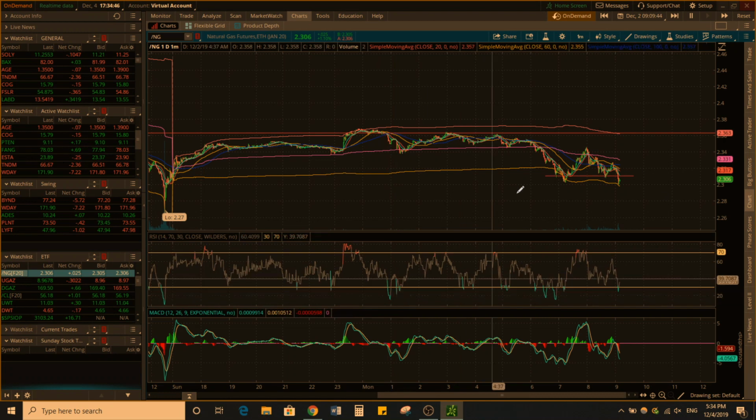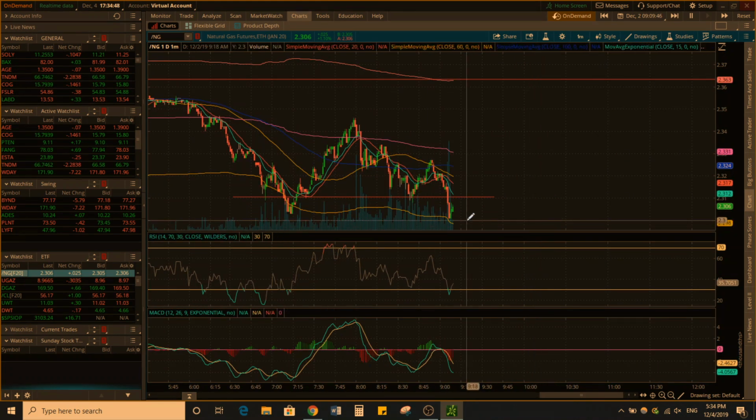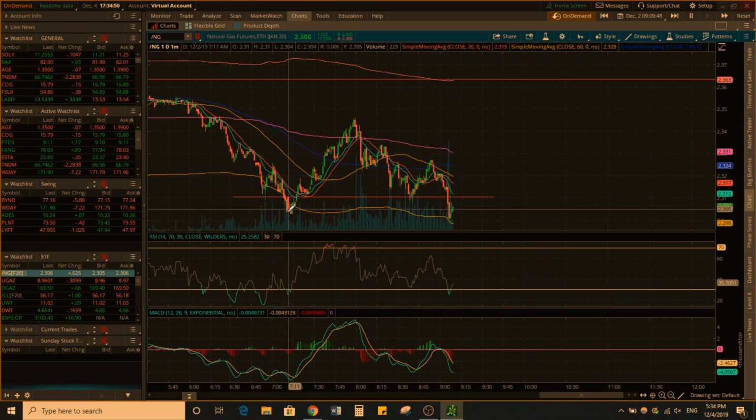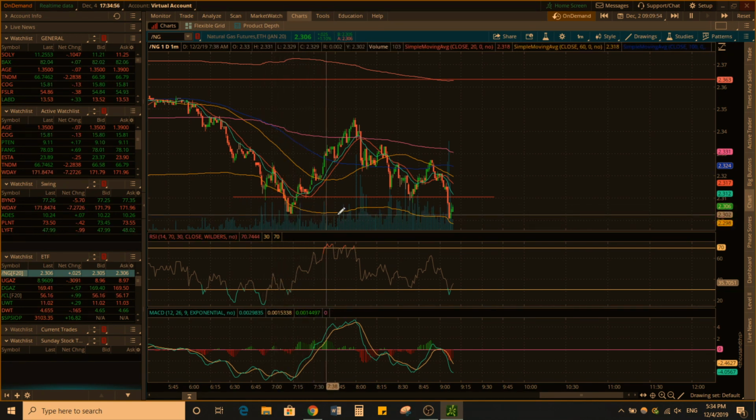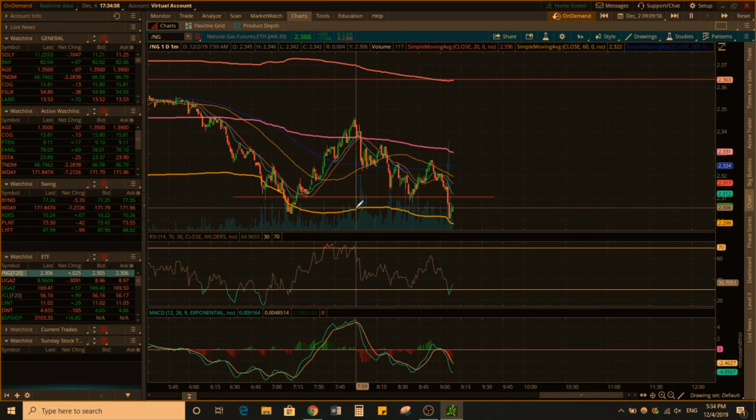Let's see here. NG looking not too bad. It's coming down. Okay, it came back down to about this support here. It's not really a line, it's more just following this yellow bottom VWAP. So I'm gonna wait for it to go back up to a previous point.